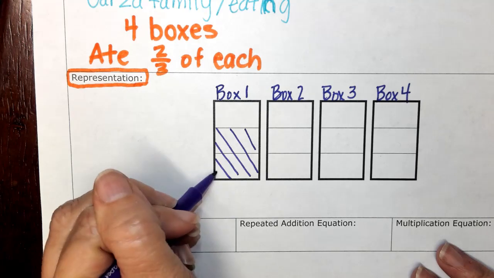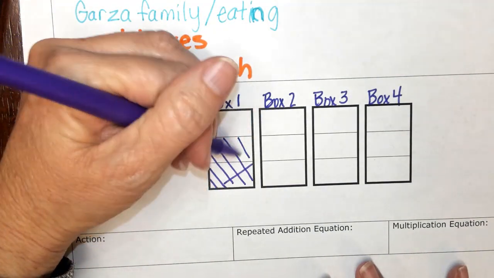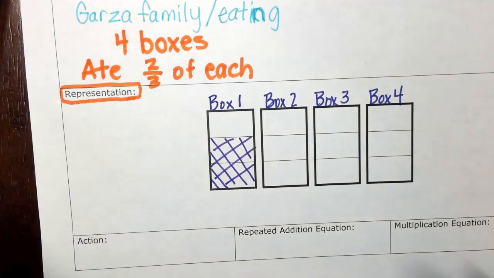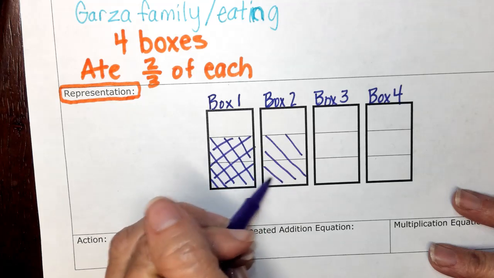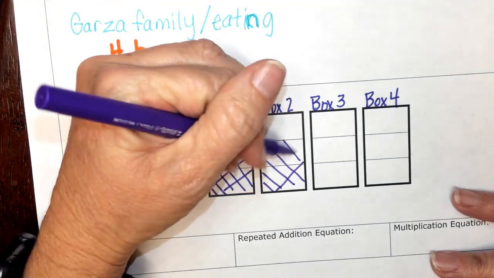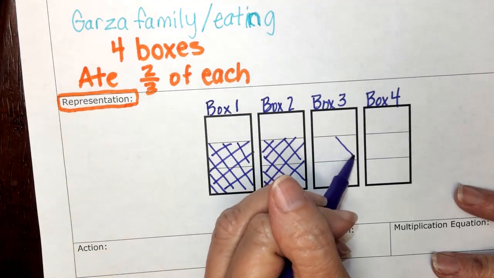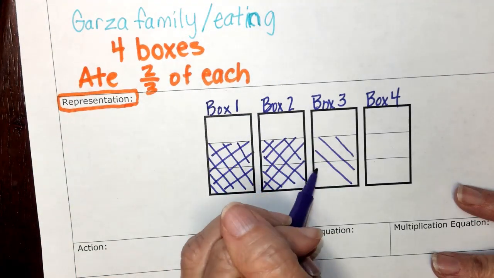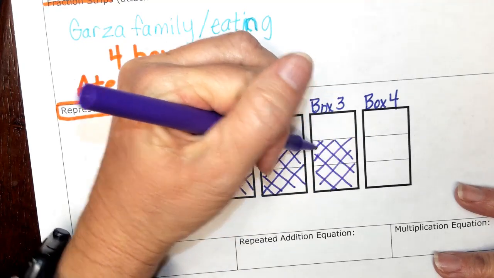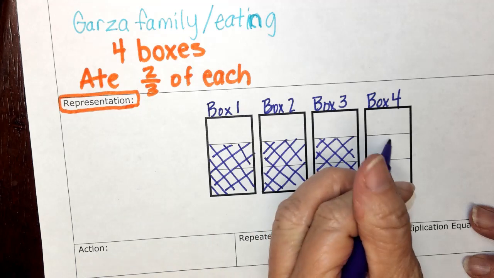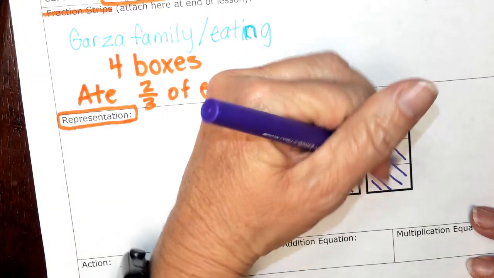So they ate 2/3 of the first box, and I know that this is 2/3 because I have 2 of the 3 pieces. I'll shade that in. I know that they ate 2/3 of the second box, so I'm going to shade that in. They ate 2/3 of the third box, so I'm shading that in. And they ate 2/3 of the fourth box.